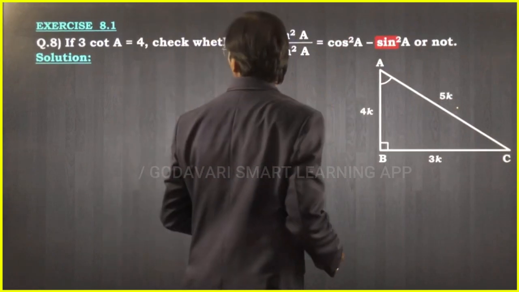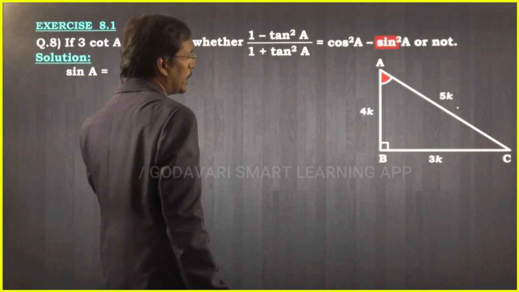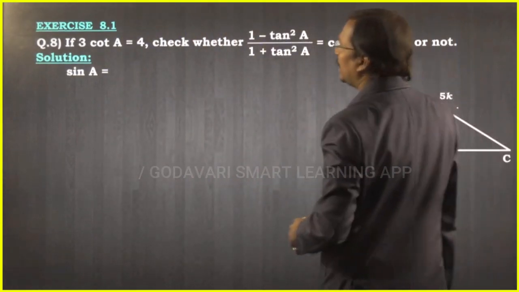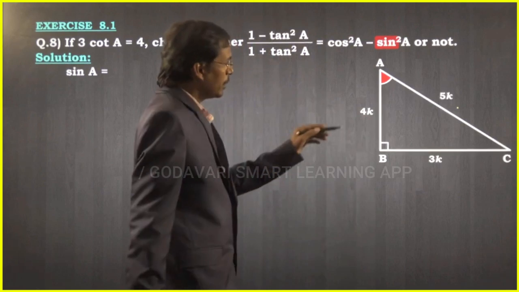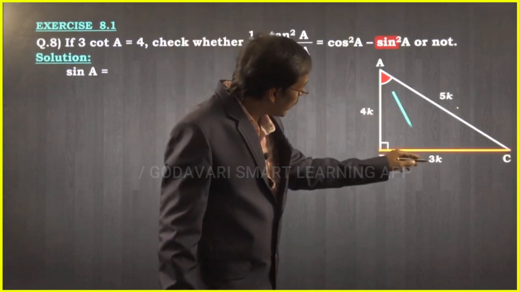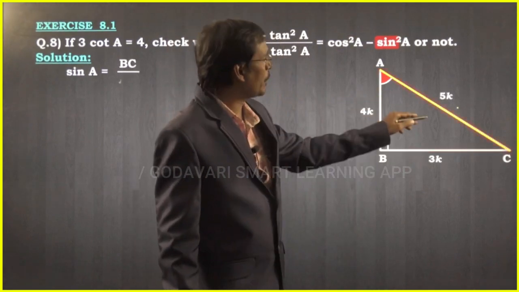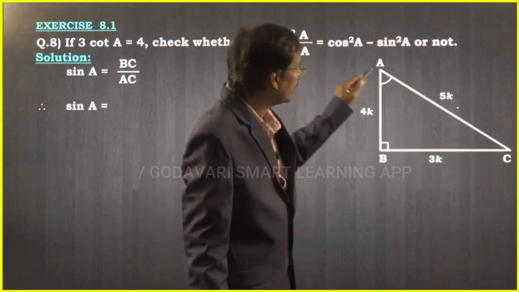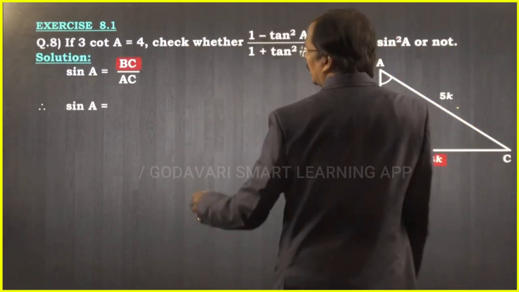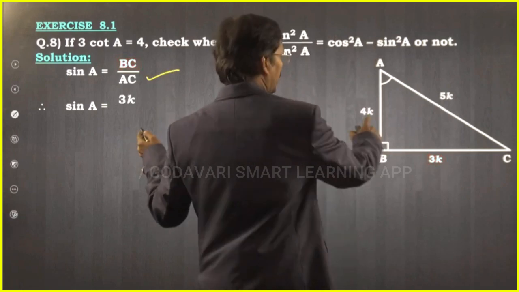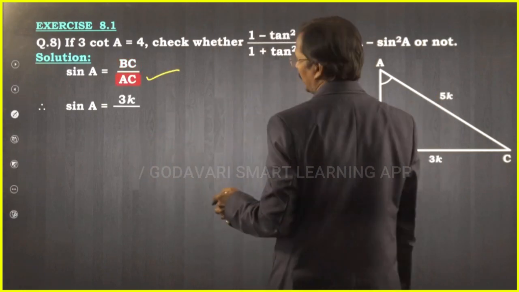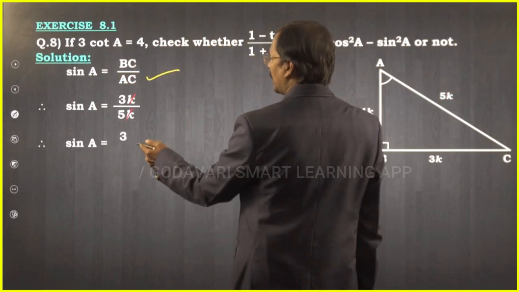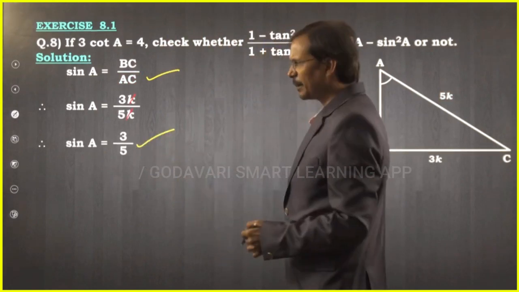So here, first of all, take sin A. Sin A from the diagram is opposite side by hypotenuse. Opposite side is BC by AC, that is 3k by 5k, that is 3 by 5. So therefore sin A is equal to 3 by 5.